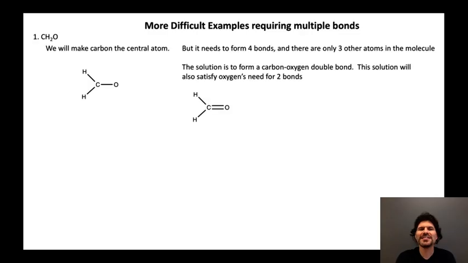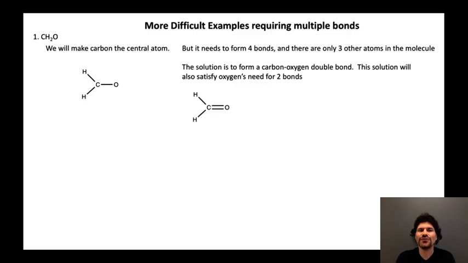Well, the way that we can solve this problem is to form a carbon-oxygen double bond. For this solution, we simply draw 2 lines, with 4 electrons between the carbon and the oxygen. We'll talk about exactly how this works more later in this unit. But this solution will also satisfy oxygen's need for 2 bonds.